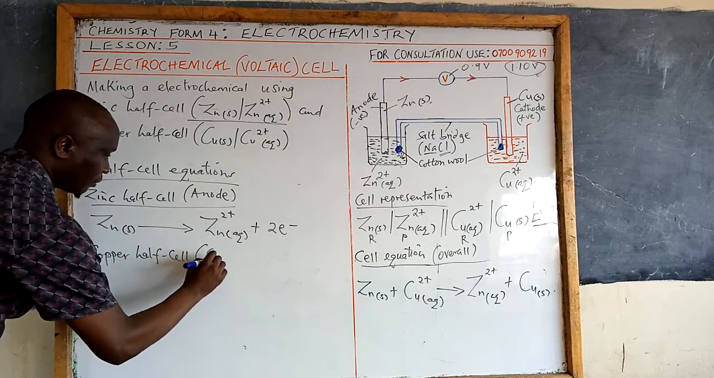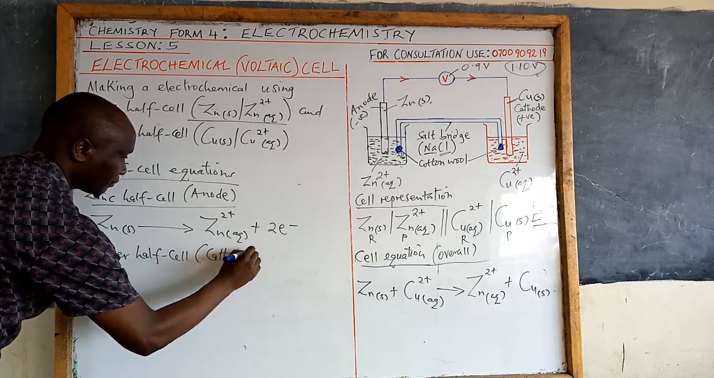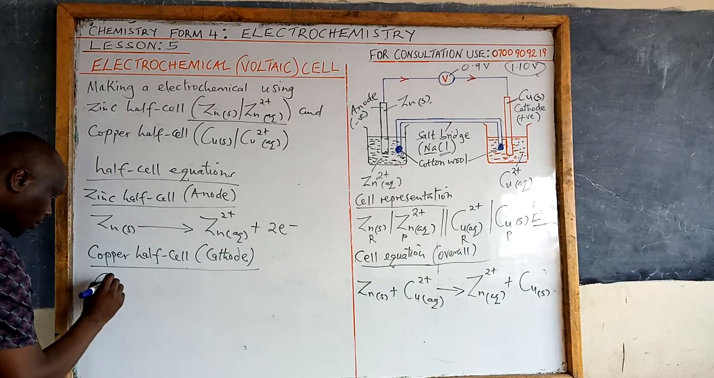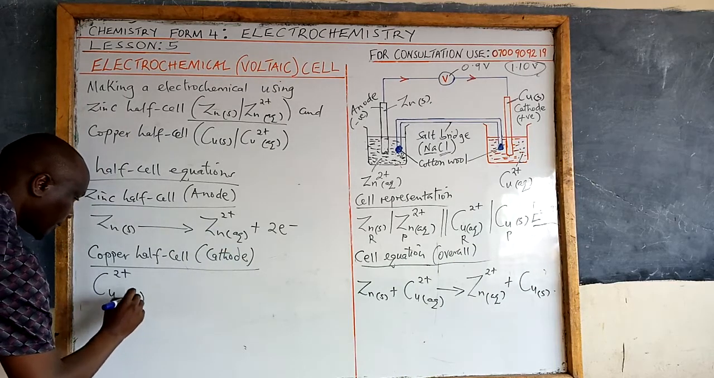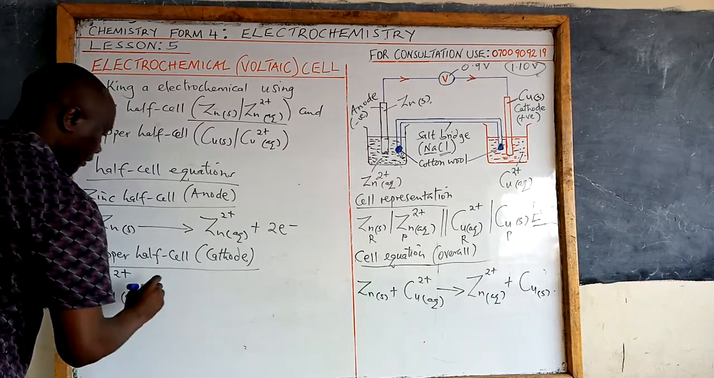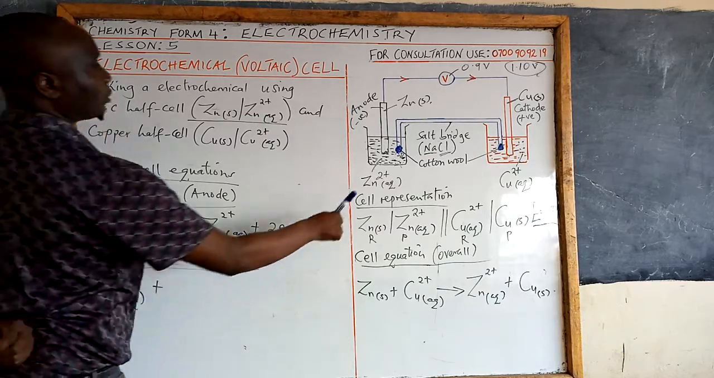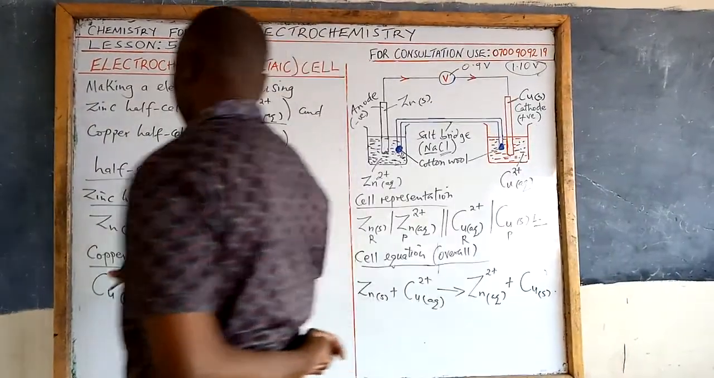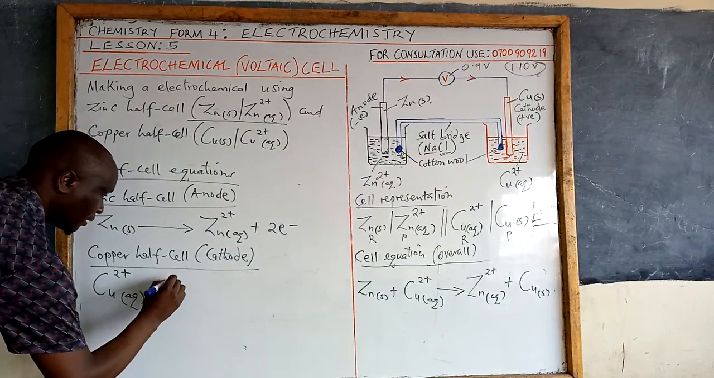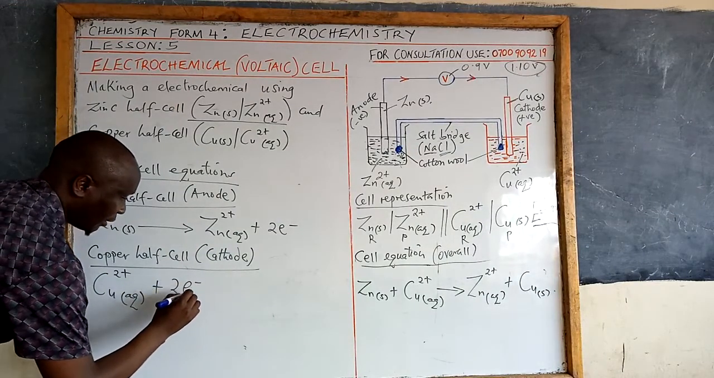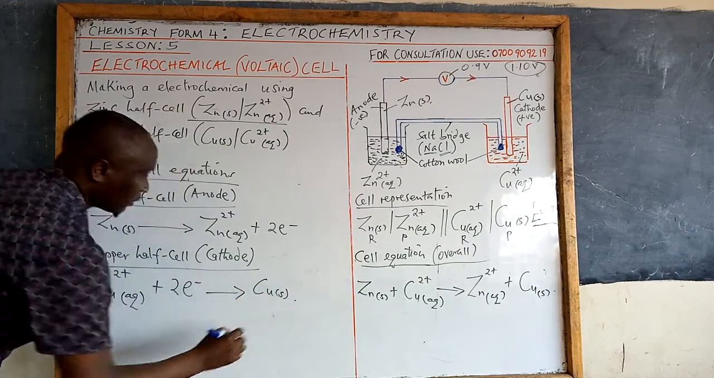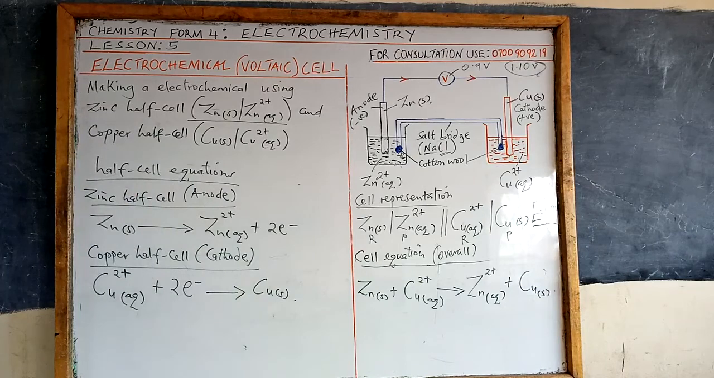And then the copper half cell will be the cathode. So for the cathode, the copper ions in solution gain electrons. These 2 electrons that have been lost on the zinc side flow in this direction to the copper electrode, the copper plate or copper rod. So they are gained, and then copper is formed.